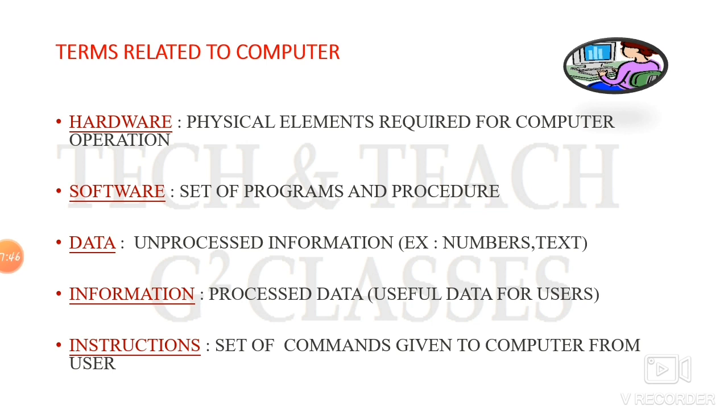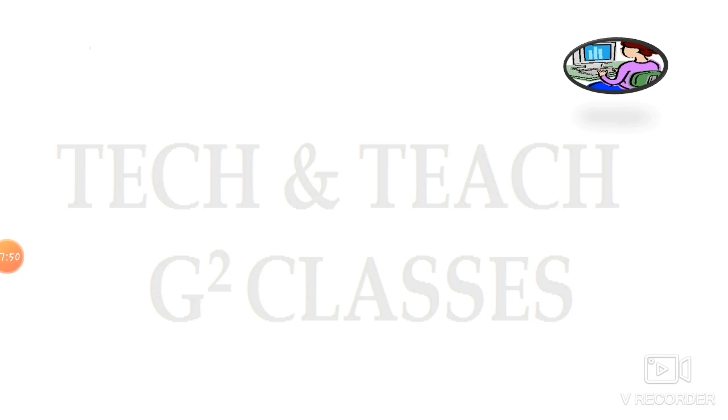Next we go for classification. In computers we have classification based on size, based on work, and based on definition. What types of classification are we going to distribute? Size means mini, micro, super, mainframe. I already explained in the previous class: mini computer, micro computer, super computer and mainframe computer.